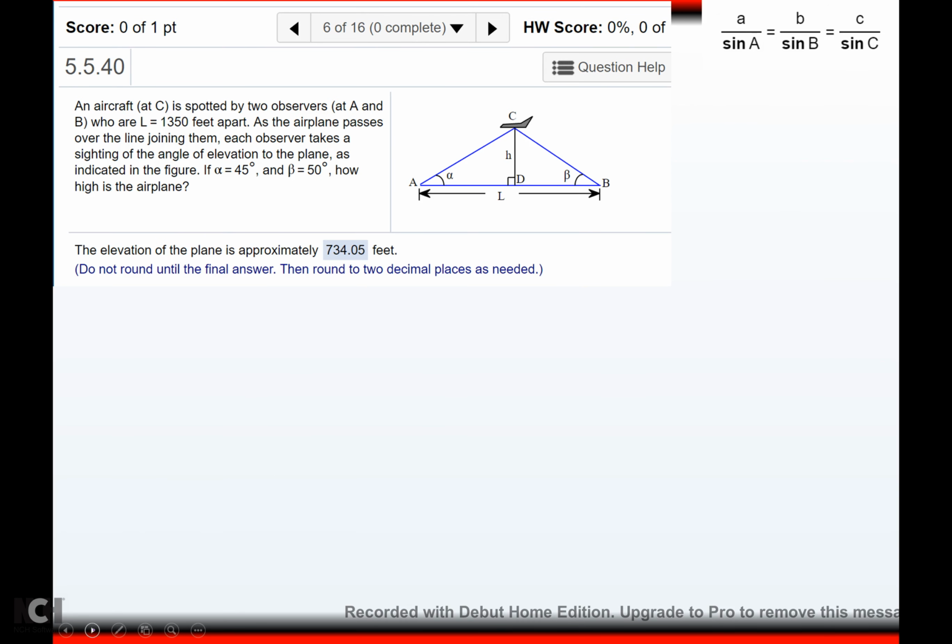so next it says an aircraft at sea, there's my aircraft up here at sea, is spotted by two observers here at A and at B, who are 1,350 feet apart. As the airplane passes over the line joining them, each observer takes a sighting at the angle of elevation to the plane as indicated in the figure. It says alpha is 45 degrees and beta is 50 degrees. How high is the airplane?